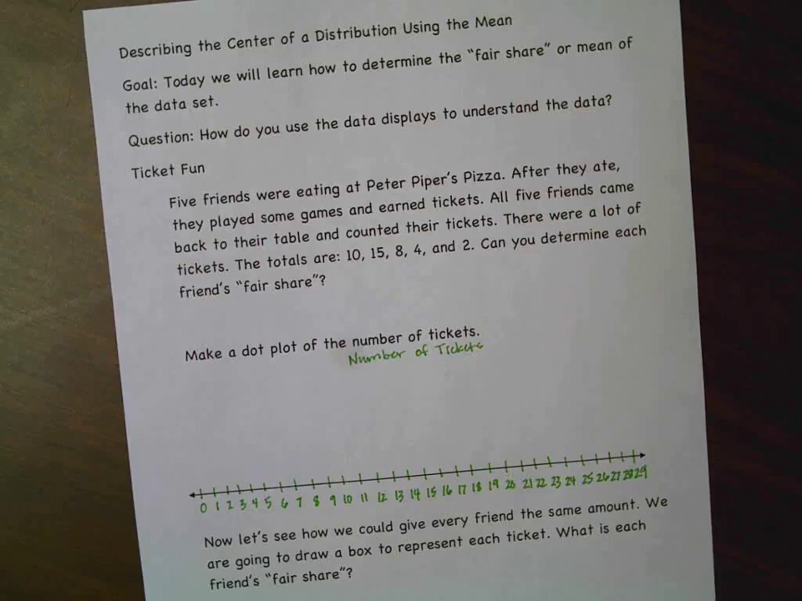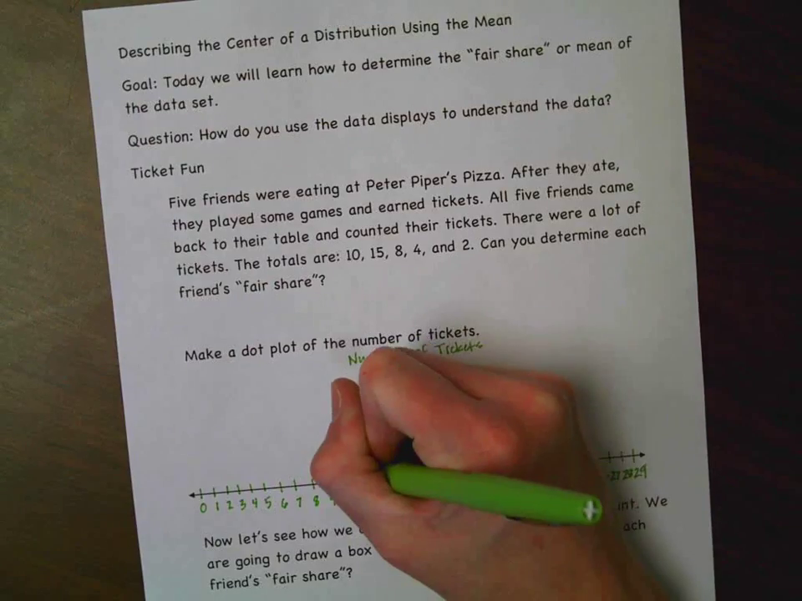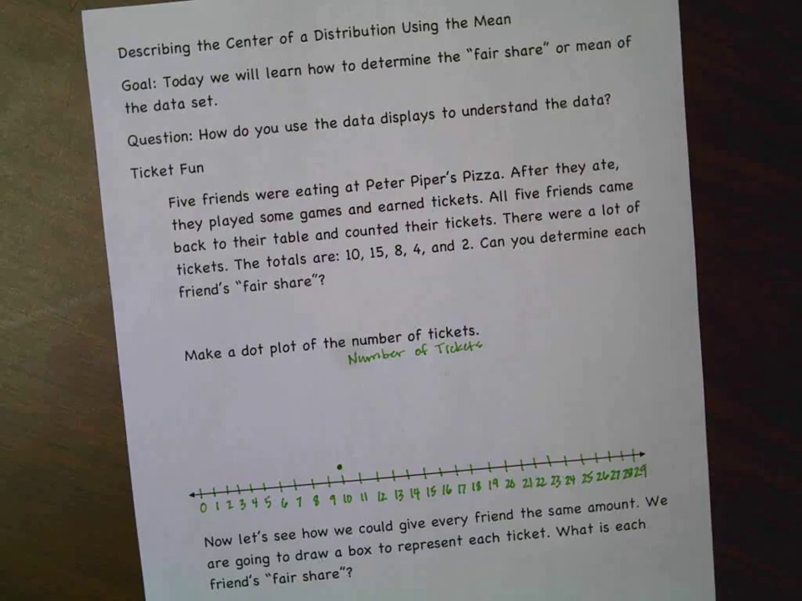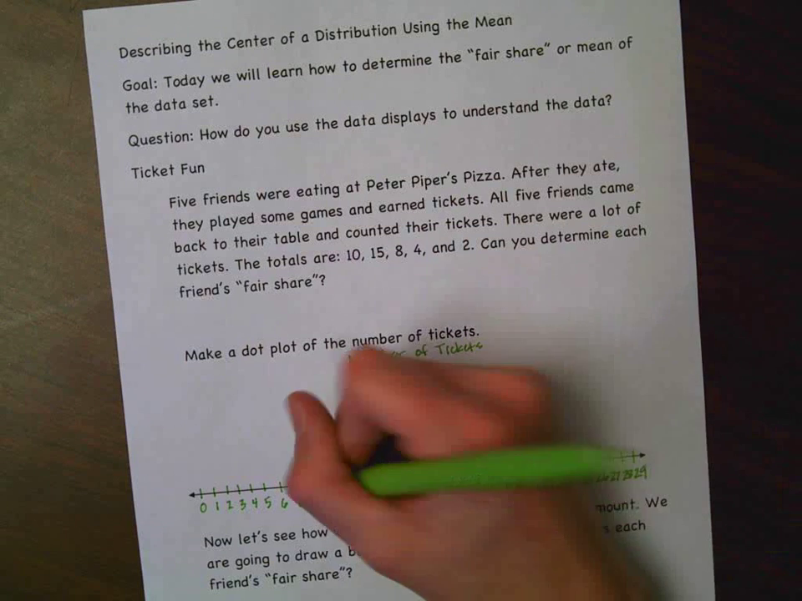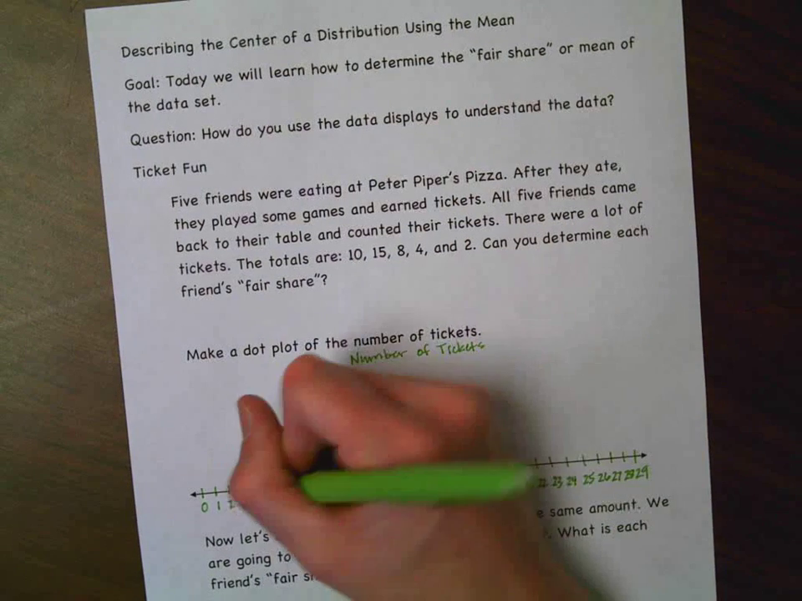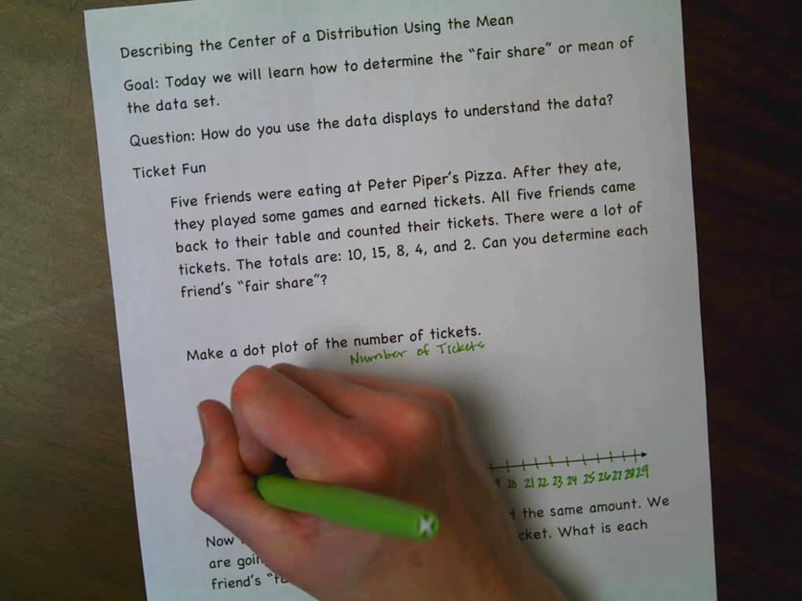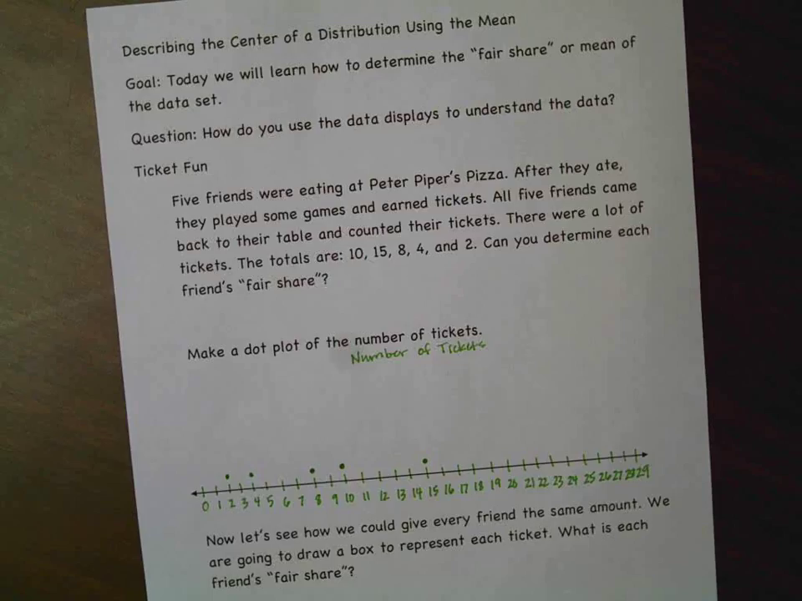So now I'm going to put a dot, because we're making a dot plot, that represents each fair share of the tickets. Okay, so what we can see is there were five friends, and the totals of their tickets were 10, 15, 8, 4, and 2. So if I come over here to 10, I'm going to put a dot above 10 because one person had 10 tickets. Then I'm going to go to 15, and I'm going to put a dot, and one person had 15 tickets. One person had 8 tickets, and one person had 4 tickets, and one person only had 2 tickets. Okay, and so this is what a dot plot of our data would look like, all right?